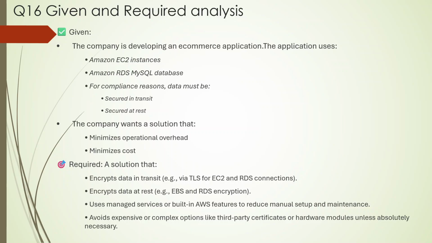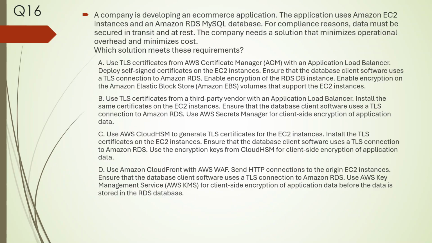For question number 16, you are given a company developing an e-commerce application that uses EC2 and RDS. For compliance reasons, data must be secure in transit and secure at rest. So the company wants a solution that minimizes operational overhead and minimizes cost. It requires a solution that encrypts data in transit, encrypts data at rest, and uses managed services built into AWS to reduce manual setup and maintenance. Avoid expensive or complex options like the third-party certificate or hardware module unless absolutely necessary.